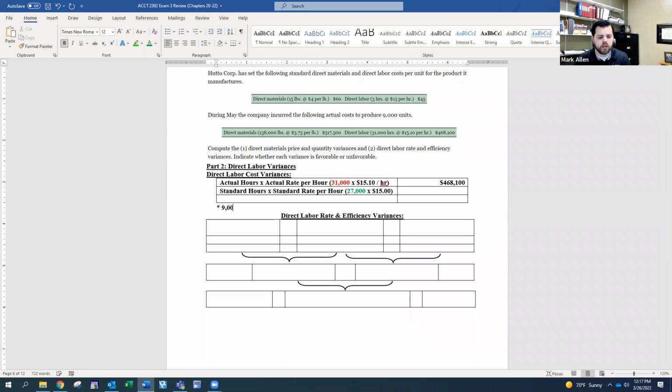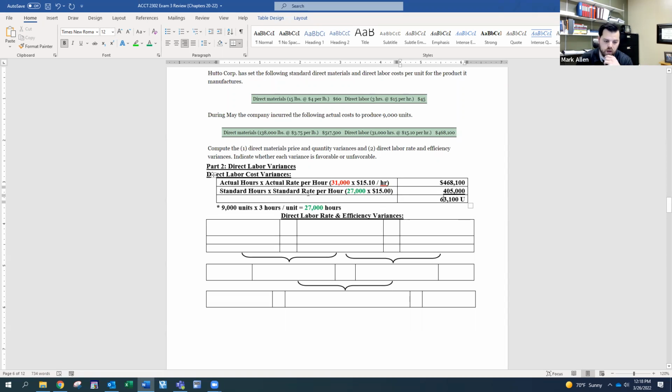Okay, at this point, we're going to take the 9,000 units that we actually produced times the 3 hours per unit. That's how much time it should have taken. That gives me 27,000 hours. That is where this 27,000 came from. Now, when I do 27,000 times 15, I come out to $405,000. That gives me a difference here of 63,100, and of course, that is unfavorable. It's unfavorable because actual 468 versus budget of 405.